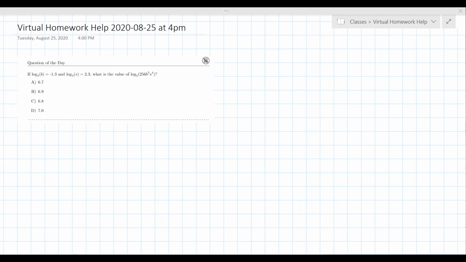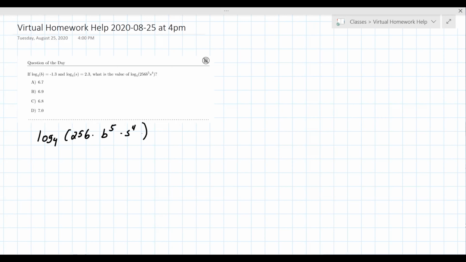Today's question says, if log base 4 of b equals negative 1.3 and log base 4 of s equals 2.3, what is the value of log base 4 of 256 b to the 5th s to the 4th? The answers are provided there. We know it's some sort of a decimal. We have to be able to break apart log base 4 of 256 times b to the 5th times s to the 4th.